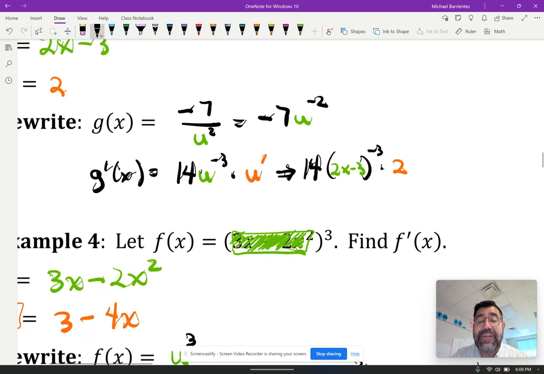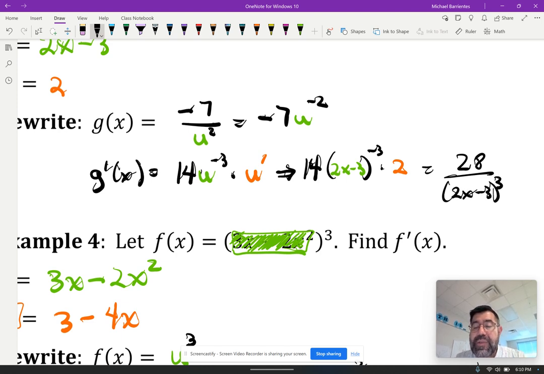Now, I still have a negative exponent, and some people are a little iffy about negative exponents, so we're going to take the reciprocal and flip it over. As I do that, I notice that I'm multiplying by 2. I'm multiplying times 14, so that's really 28 over 2x minus 3 to the third. This could be considered the final version of the derivative.